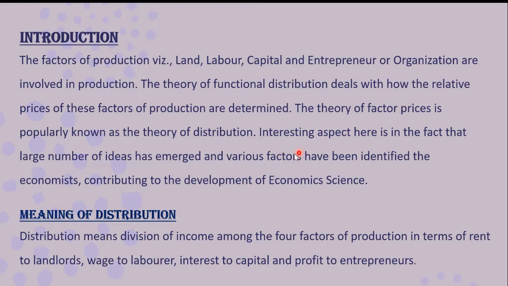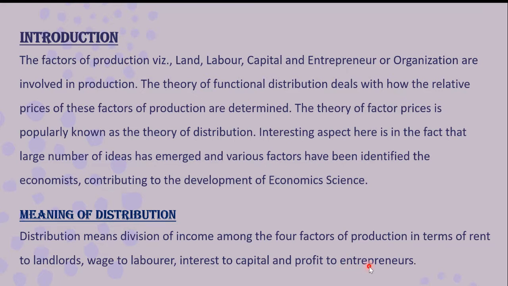The interesting aspect here is the fact that a large number of ideas has emerged and various factors have been identified by the economists contributing to the development of economic science. Now we have a large number of factors. So the basic factors are land, labor, capital, and organization. So what do you mean by distribution? Distribution means division of income among the four factors of production in terms of rent to landlords, wage to laborers, interest to capital, and profit to entrepreneurs.